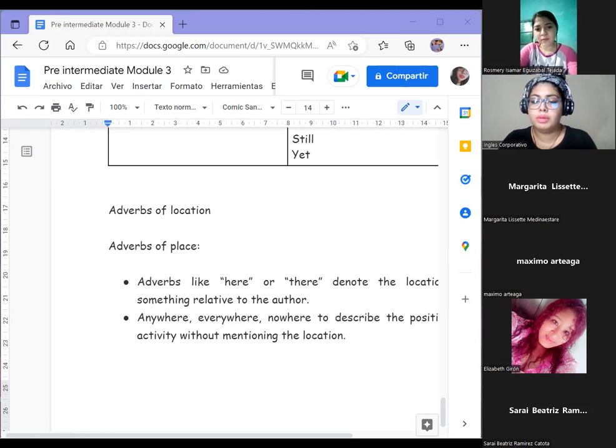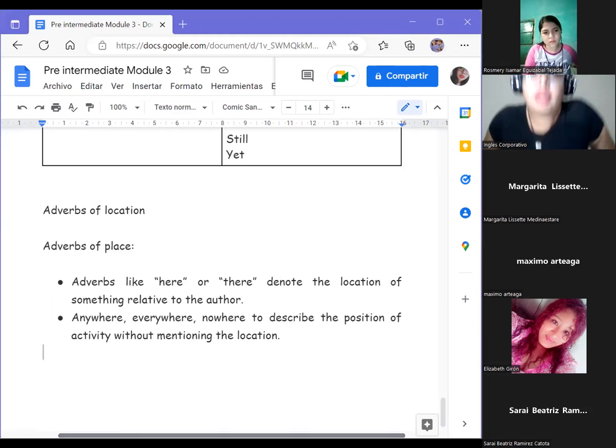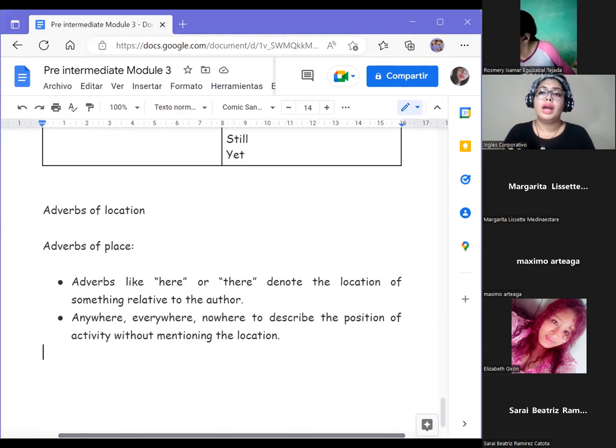Here on the screen, we have the document in which we have the information about adverbs, and we were talking about adverbs of place. The thing that we were saying about this type of adverbs is that we have some words that we can use when we have the object near to us, or when we want to describe the position of something, but we don't want to mention in which place those things are. Or in some cases, we don't want to say the specific location for the object.